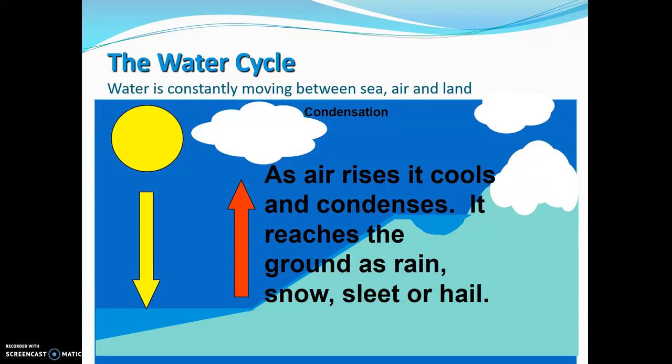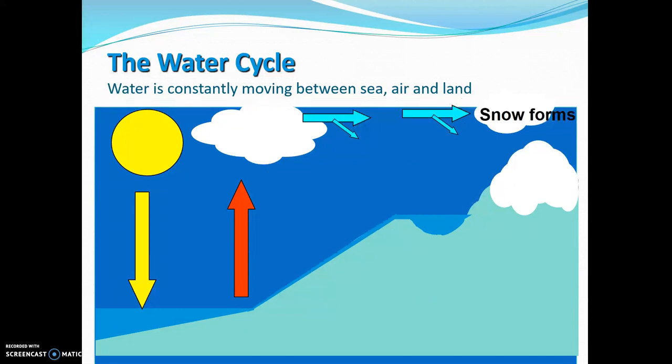From these clouds, once they start getting a little too heavy, that's when they must release a little bit of the weight. And so the water molecules that are in these clouds must return to the Earth's surface, and they can reach it as rain, snow, sleet, or hail through a process called precipitation. In this case, right here, the water returned or cycled back down to the earth in the form of snow.